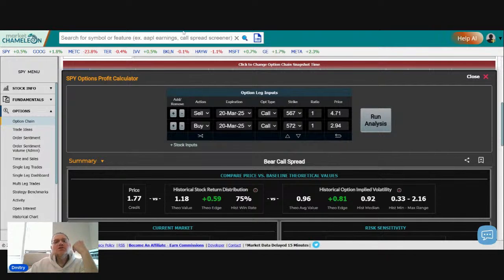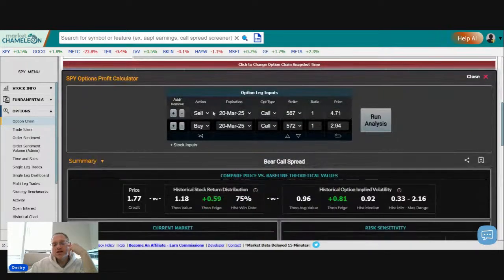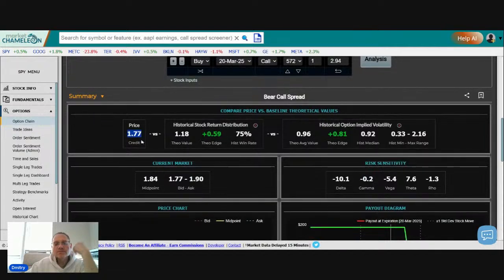So we could see here, selling the March 20th 567 call. This is where the price of the bid closed, 471. Buying the 572 call. This is where the ask price closed, 294. That comes out to a $1.77 credit.